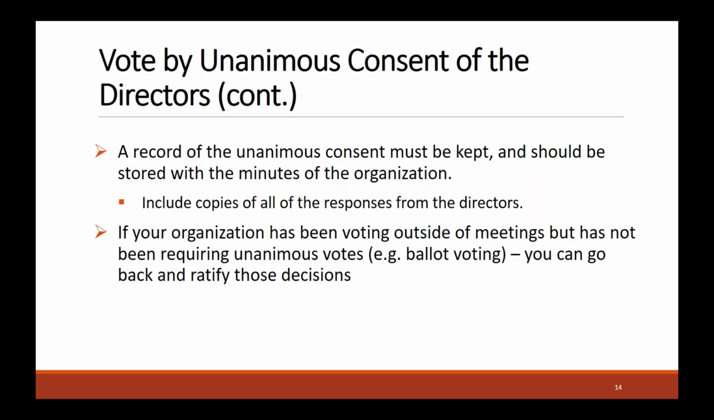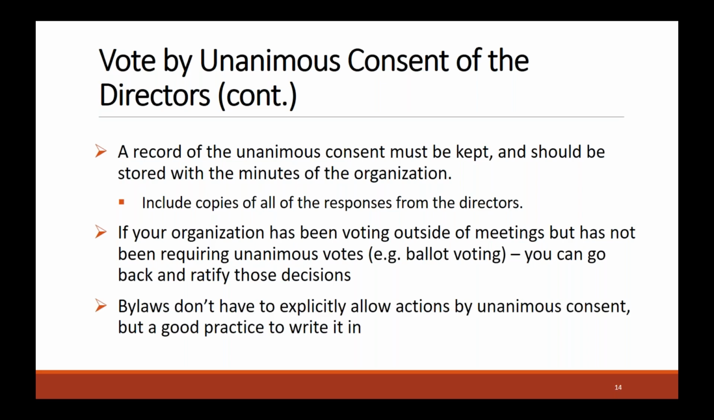So have a meeting, look at the issues that you voted on virtually, and you can ratify any decisions just so you have that extra layer of protection and make sure that those issues are properly approved. So your bylaws don't have to explicitly allow actions by unanimous written consent.